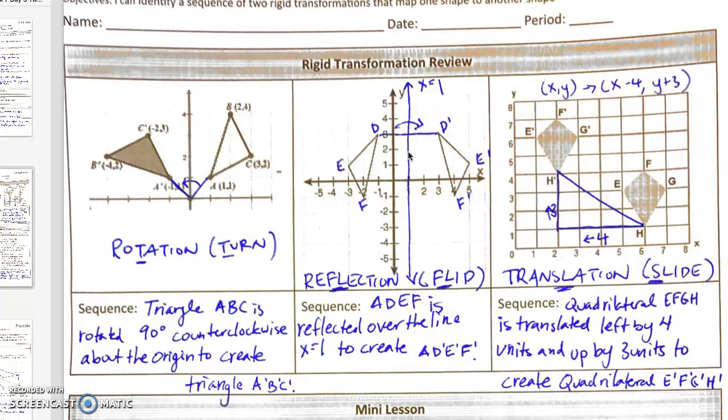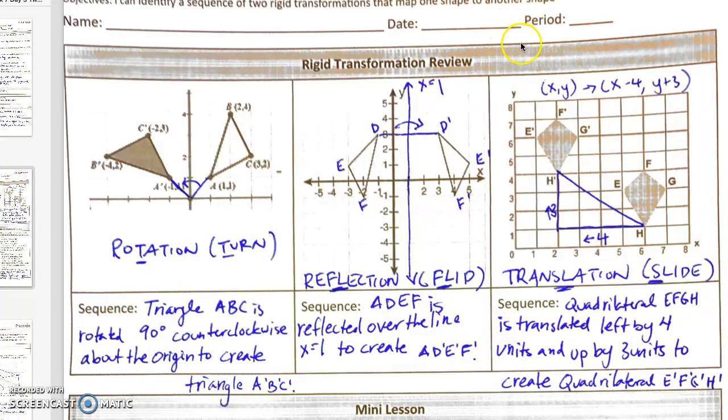When I write out my sequence, triangle DEF is reflected over the line x equals 1 to create triangle D prime, E prime, F prime. So in this case, I have my pre-image, triangle DEF. I have my post-image, D prime, E prime, F prime. I have shown my type of rigid transformation, which is a reflection, and I've said the line over which it is being reflected. That is my line of reflection.